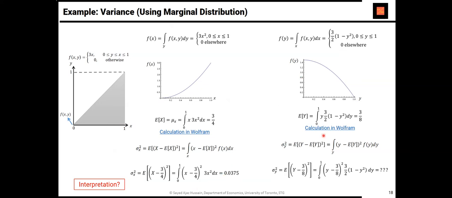Same thing with y. What you want is y minus the expected value, which was previously calculated as 3 over 8. So y minus 3/8 squared times the density of y, which of course is 3 over 2 times 1 minus y squared. When you do the whole integral, you'll get an answer. Of course, you should do this and work it out on your own.